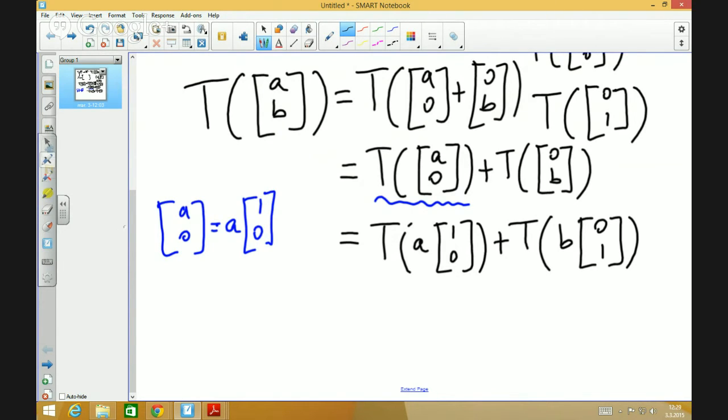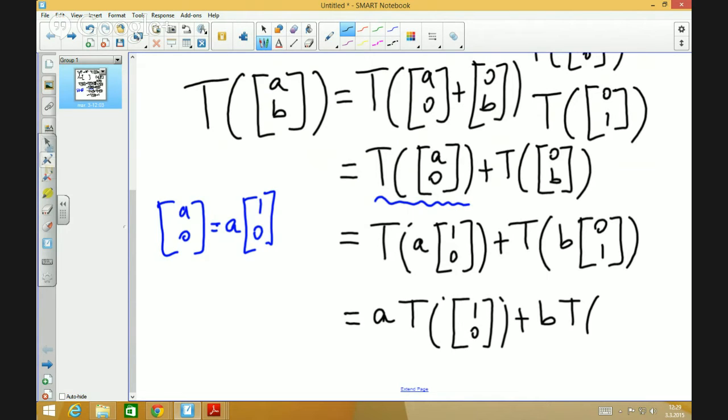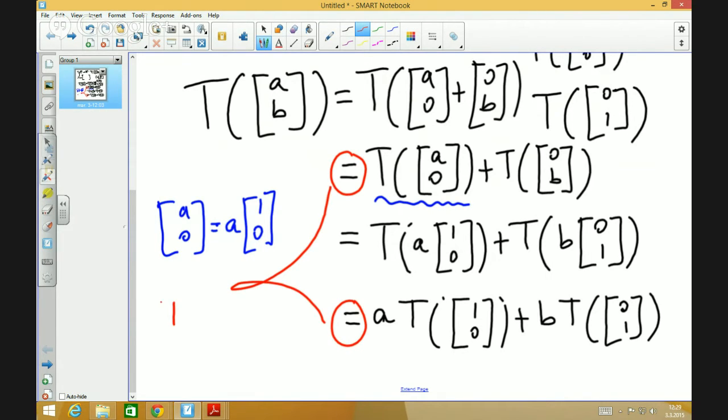But if T is linear, what are these two summands equal to? There is another property that linear functions must satisfy. Namely, this property says that if you feed the linear function a vector of the form A times X, what is the result? It is A times T of (1, 0) plus B times T of (0, 1). And these two equalities, the ones that I'm circling in red, hold because T is linear.